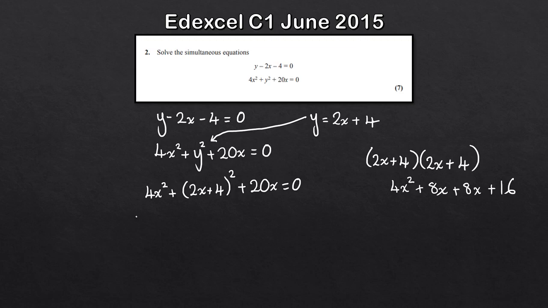So if we write that over here, I get 4x squared. That's my first part here. Plus another 4x squared.